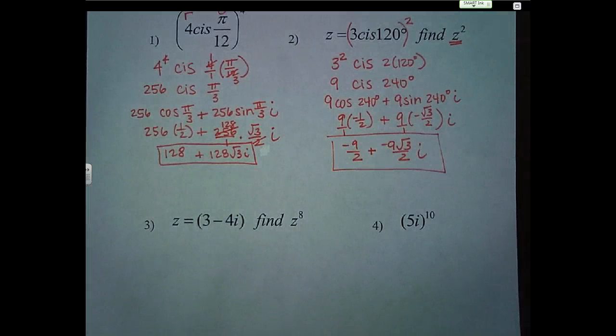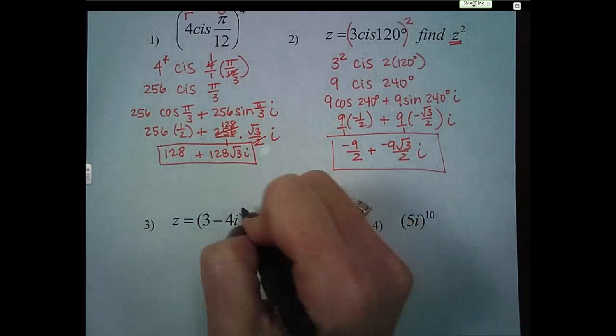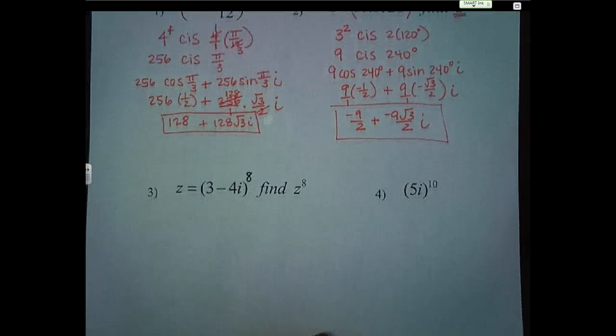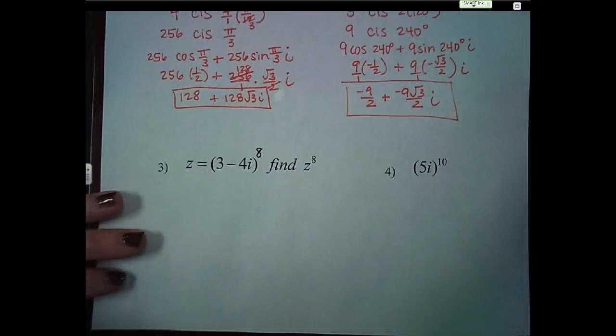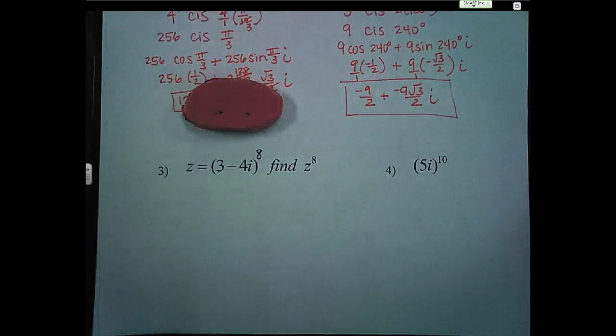Okay, now, let's look at number 3. Number 3 says Z is 3 minus 4i, and I want Z to the 8th. That means I want to find this to the 8th power. If you want to find it to the 8th power, you have to put it in CIS form first in order to apply the formula. Right, I'm not there. So these are the ones that are a little harder. They're not harder, they just take more time. So you gotta put it in CIS form first.